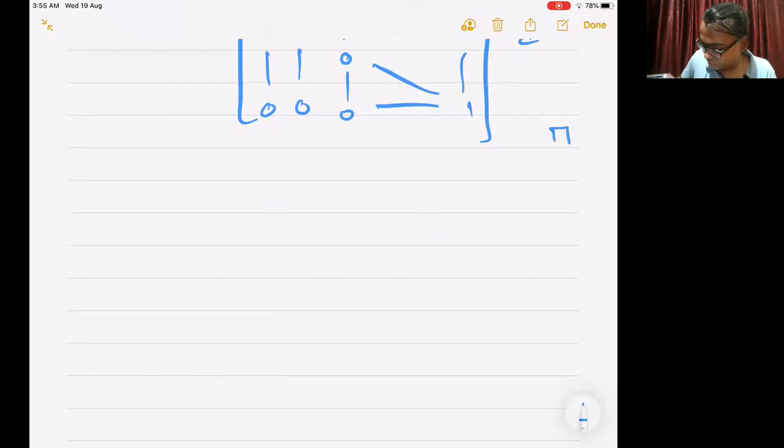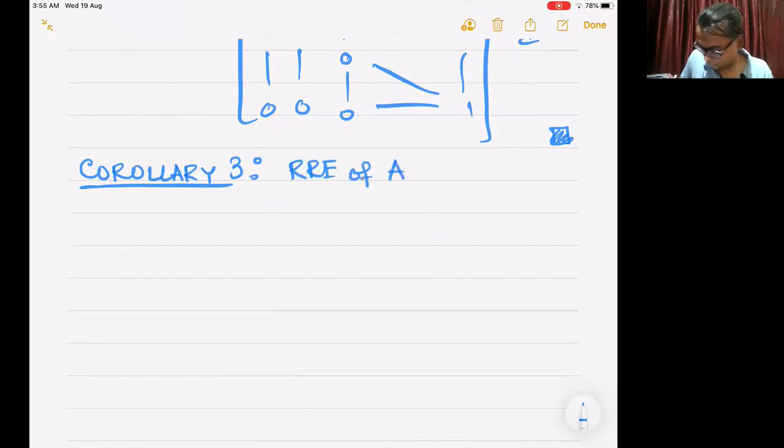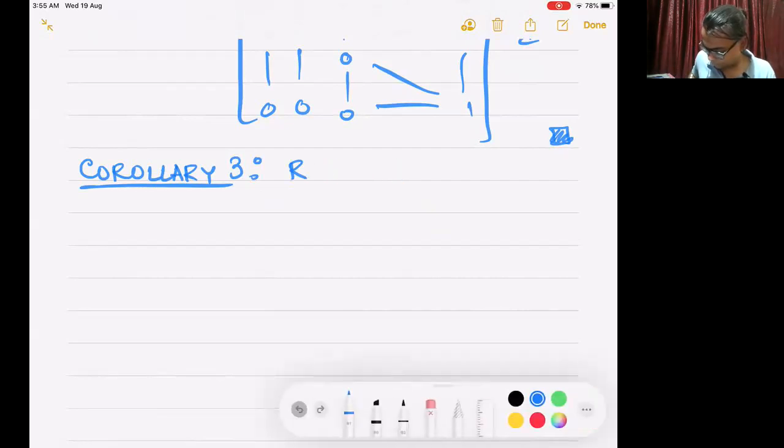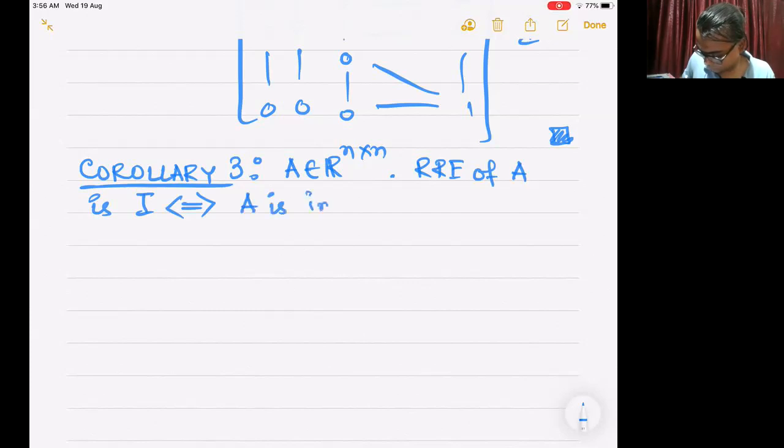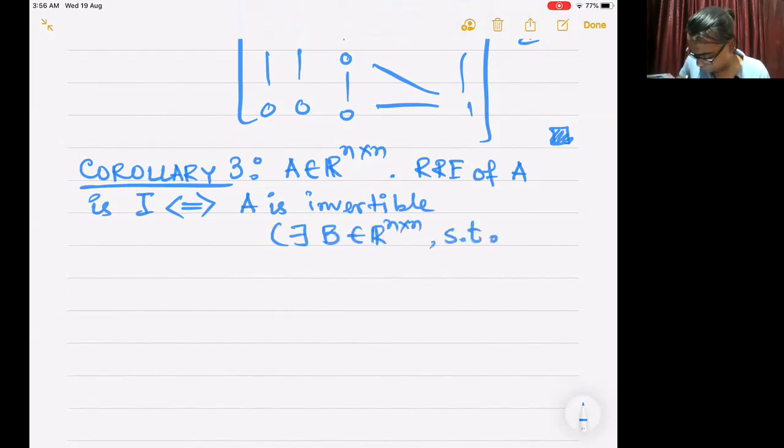Corollary 3 is something that is directly related to this one. It's an addition to this equivalent condition, which is the following. Then, where A is a square matrix, n by n, RRE of A is identity. I'm just writing I here for identity. This is if and only if A is invertible. What do we mean by invertible? There exists a matrix B, which is also the same size, such that, notice carefully, AB equals BA equals identity.